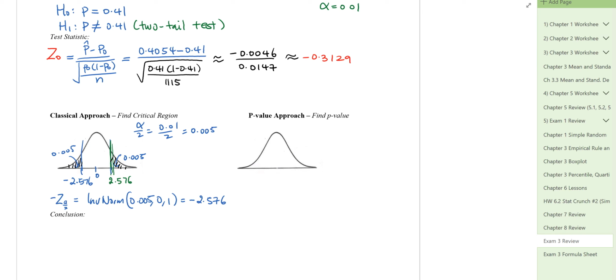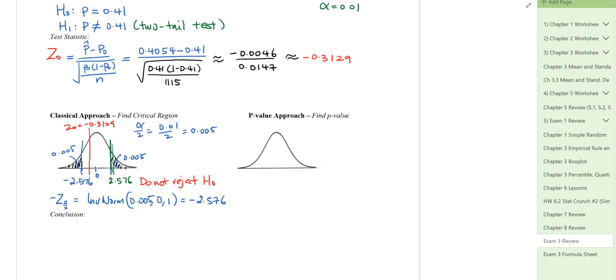Now once I draw my critical region or rejection region, I compare to my test statistic. My test statistic is negative 0.3129. That is somewhere here. That's my Z naught. Note that the Z naught is not in the critical region. So therefore, it's in the blank region here in the middle. So therefore, we do not reject H naught, because the test statistic does not fall into the critical region. Right? That would be the critical region classical approach.